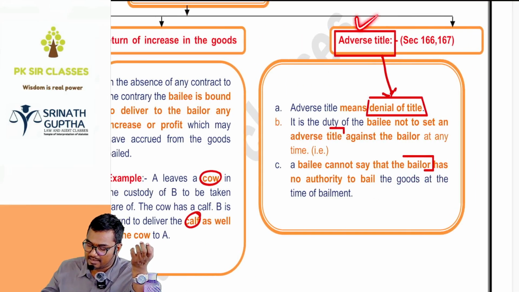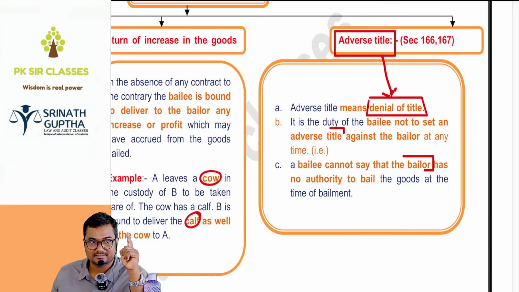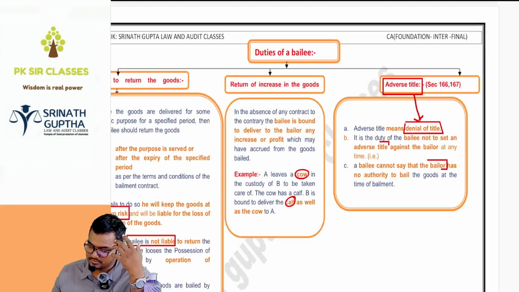Next entry, adverse title. Not to set up the adverse title. Bolo, Bailey cannot say that Bailer has no right to bail the goods.